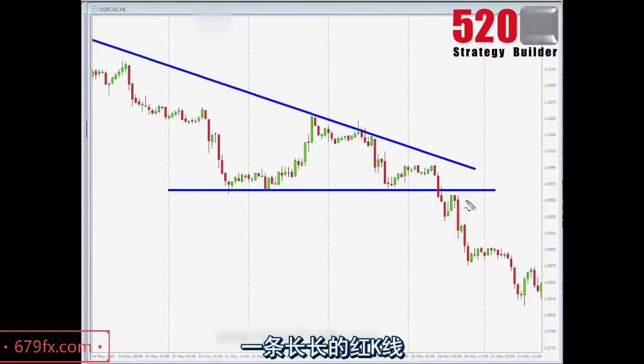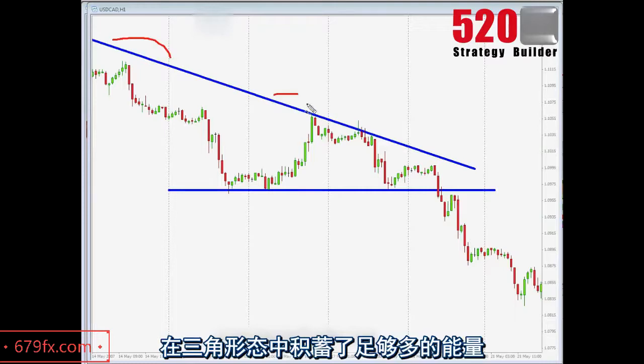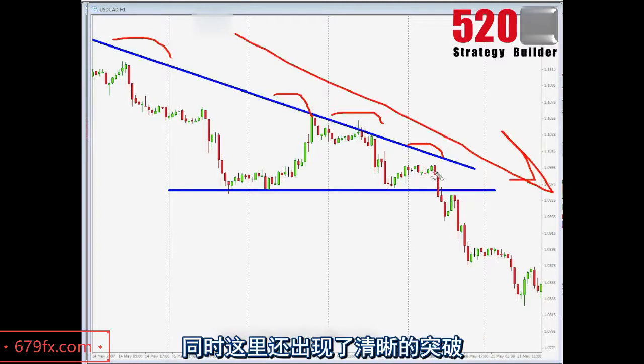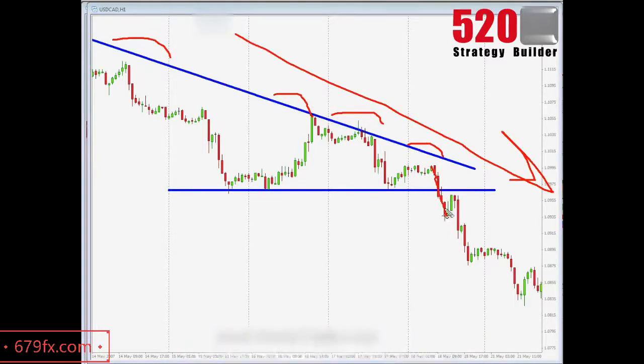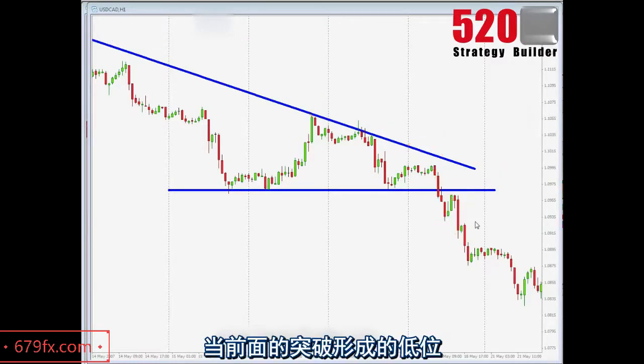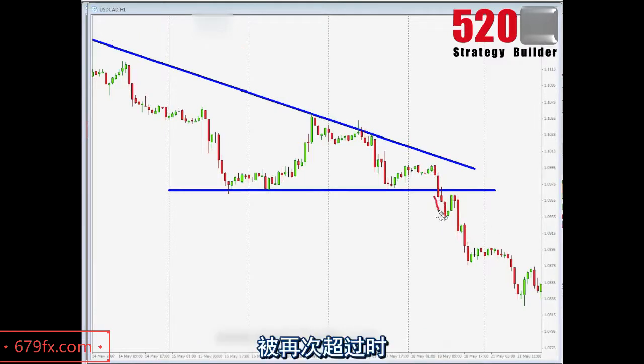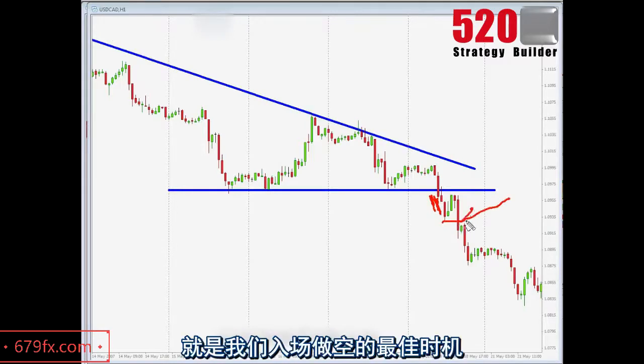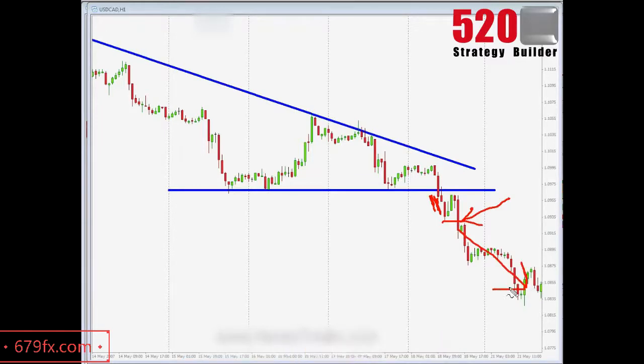Then once again we have the continuation part of the breakout with a long red bar, a long momentum bar, which means that bears are definitely in control. Not only have they been building pressure all throughout the triangle to the downside, but they've had a clean breakout. Then we see a couple of bars of pullback, and then bang, another long red bar. Once we take out the breakout thrust, meaning once we take out this low, a couple of pips below, it's our signal to enter short. And as you can see, it was a profitable trade.